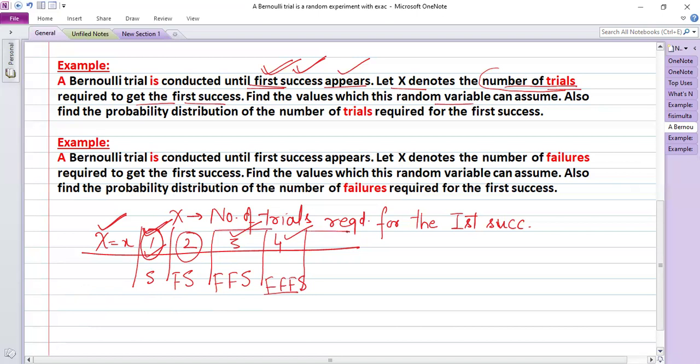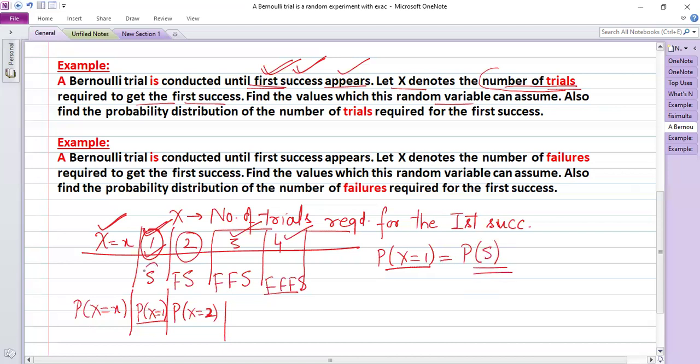X is the number of trials which are required for first success. And now we have to calculate the corresponding probability of X equal to x. So here it is probability X is 1. Then probability X is 2, and going on. Now, what is the probability of X equal to 1? Probability that there is one trial for first success means the probability of success itself. We conducted the Bernoulli trial one time, and that one time we got success.